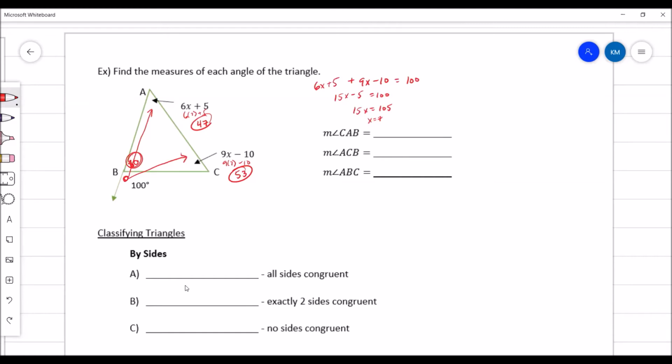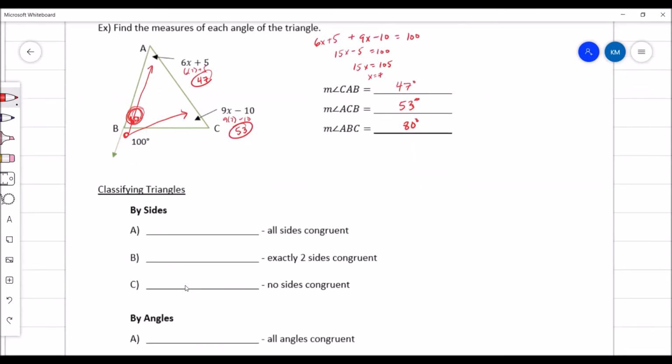Which makes sense because since this is 100 and they make up a linear pair, they should add up to 180 degrees. So now, just making sure that we're organized and labeling all these things right. CAB talks about this angle here. It's 47 degrees. ACB here, 53 degrees. And then ABC, this angle here inside, it's 80 degrees. Okay, so those are the angle sum theorems.